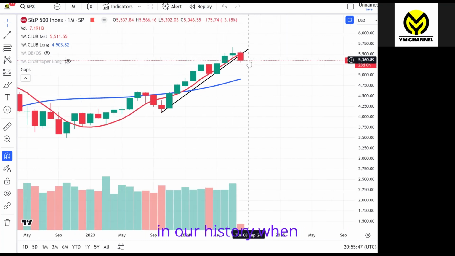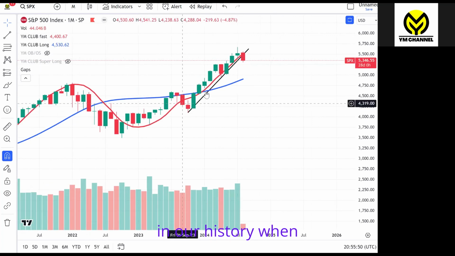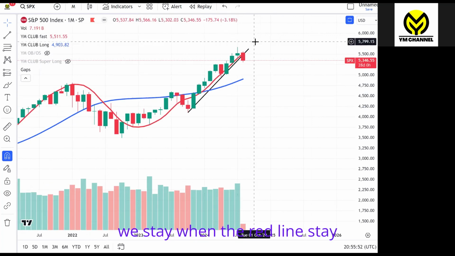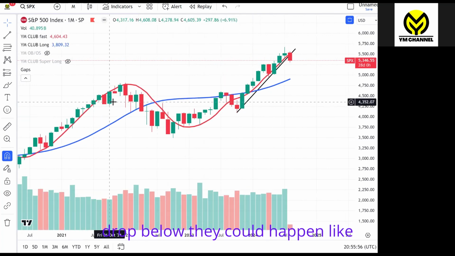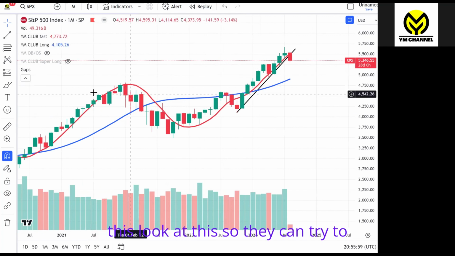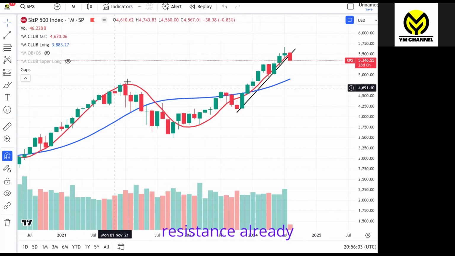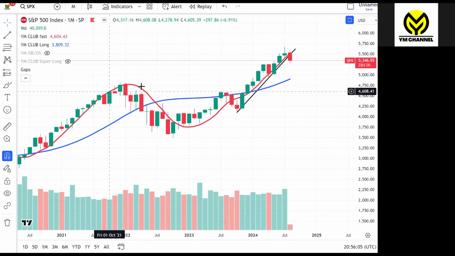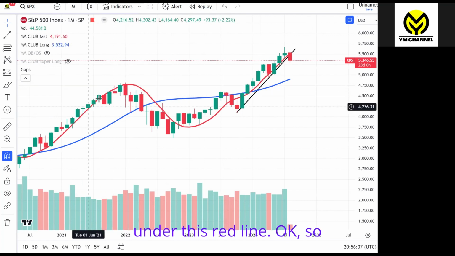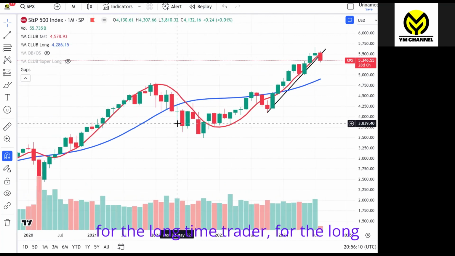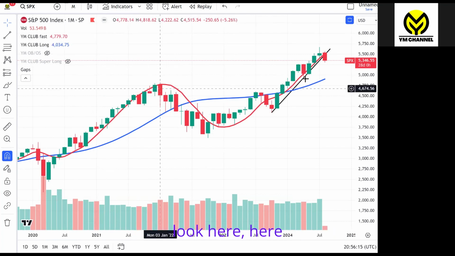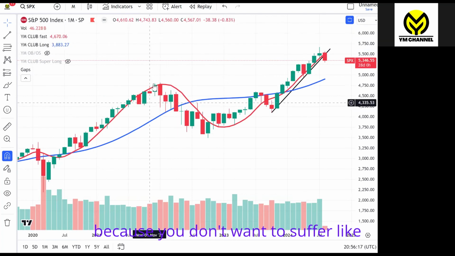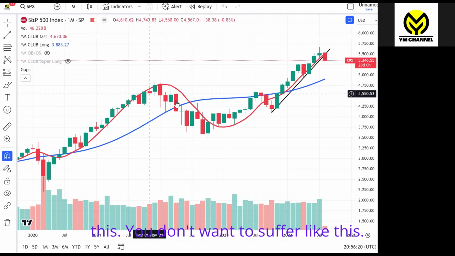So in our history, when the red line stays upward, it's still okay. But if they drop below, it could happen like this. Look at this. They can try to battle up, but they already have resistance under this red line. So for the long-term trader, the long-term investor, you may want to have a look here, because you don't want to suffer like this.